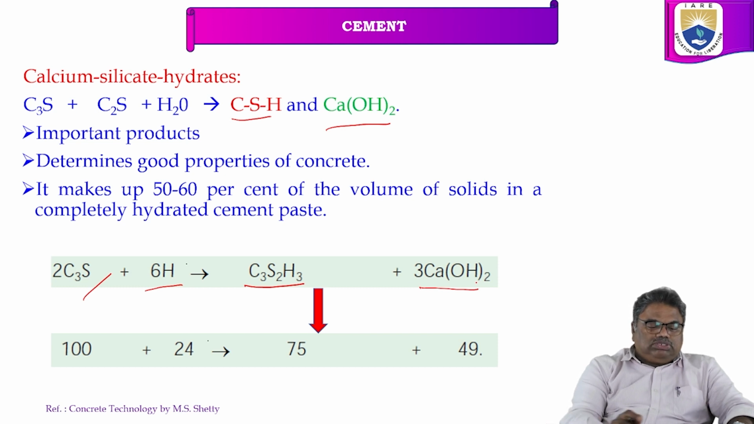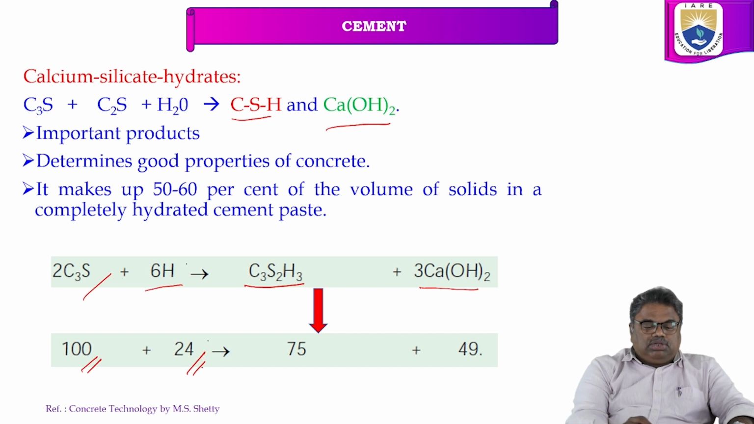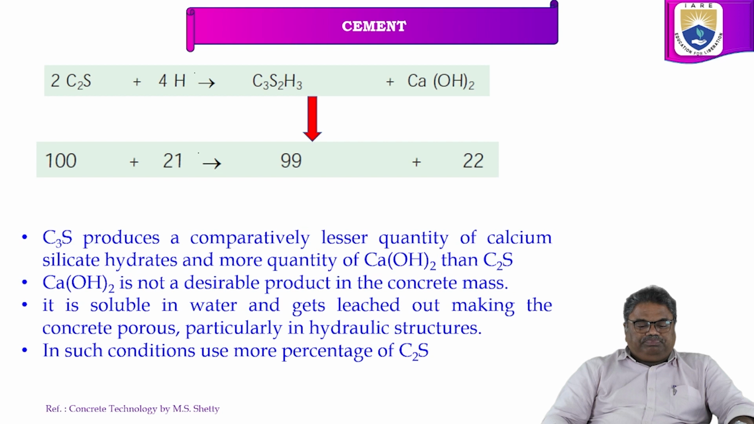Ca(OH)2. So C3S will combine with water, taking 6H. If it is 100% C3S and 24% H2O, then CSH gel will form at 75% and calcium hydroxide at 49%, if it is 124.